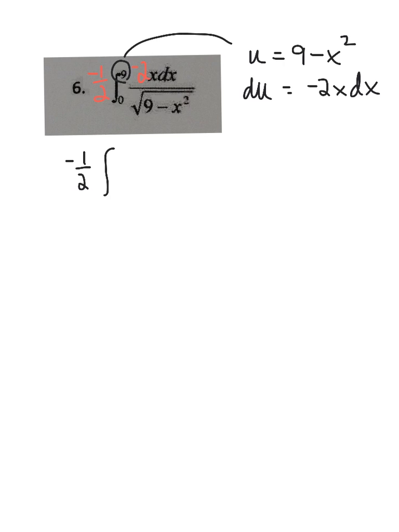All right, number 6 on the same page. So my u would be 9 minus x squared. It's in the denominator, and it's underneath the radical. And my du would be negative 2x dx. Hopefully you see that the numerator needs a negative 2 here, which means I need a negative 1/2 there. So I have negative 1/2, the integral. Now I'm going to plug in 9 into u, and I'm going to plug in 0 into u.